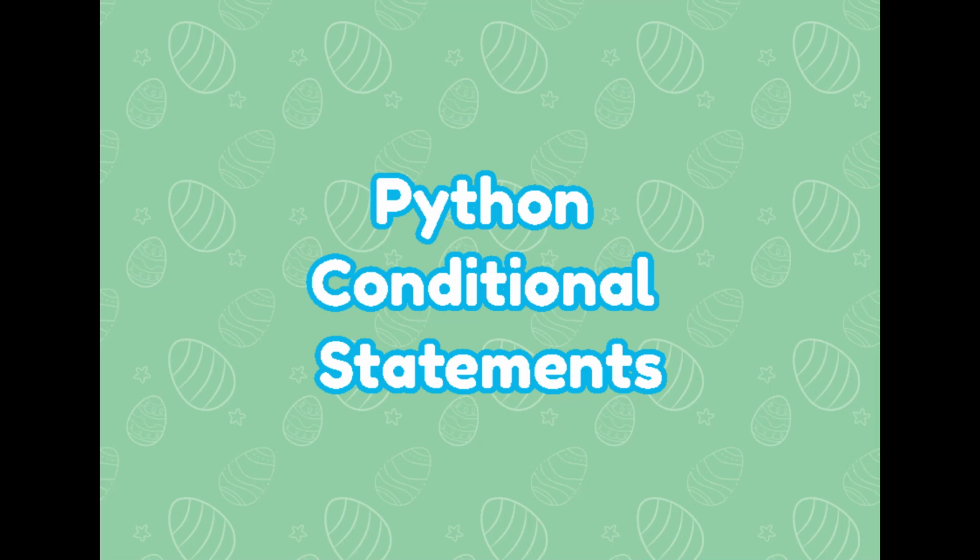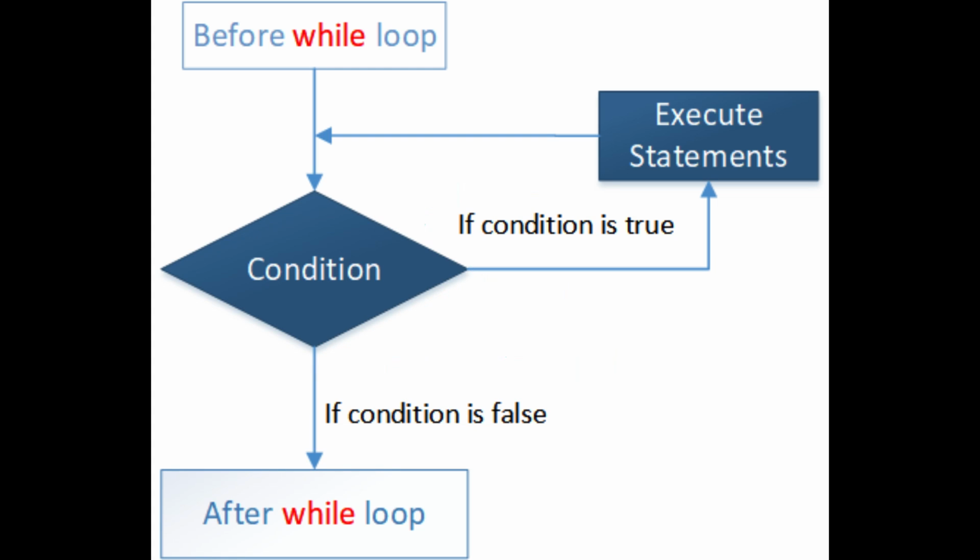Python while loops. The while loop. With the while loop we can execute a set of statements as long as a condition is true. Example: print i as long as i is less than 6. i = 1. While i < 6: print(i), i += 1.